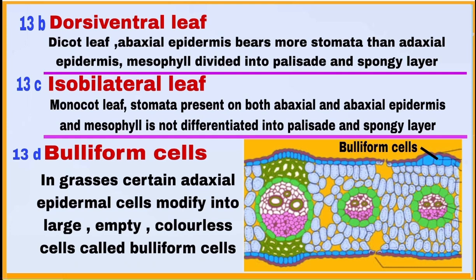Next, come to bulliform cells. In grasses, certain adaxial or upper epidermal cells are modified into large, empty and colorless cells called bulliform cells.